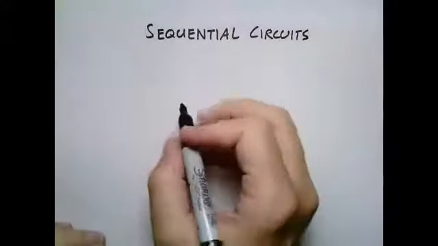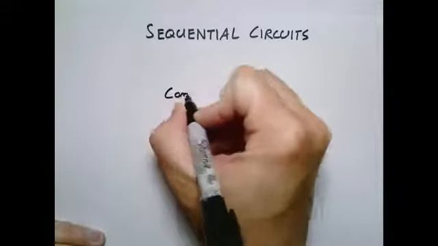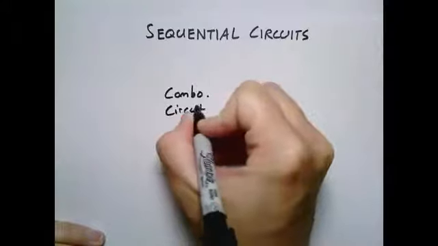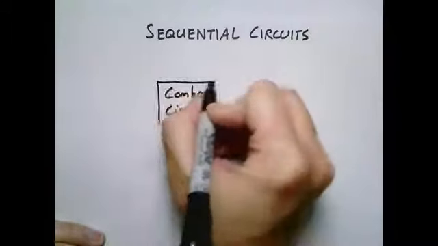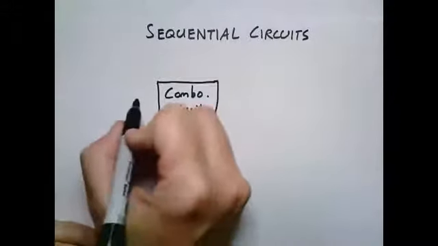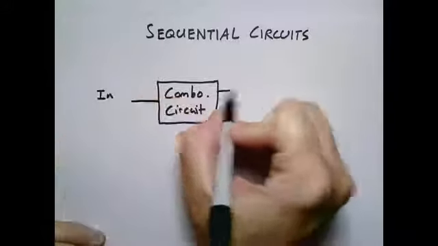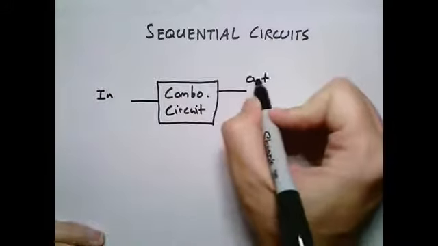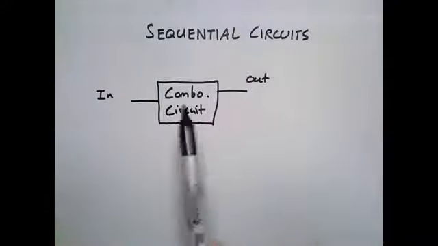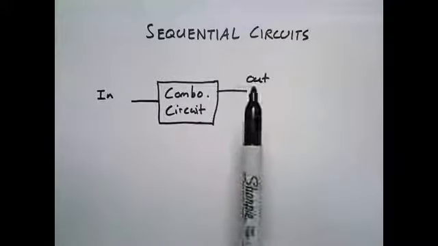Now, up to this point, we've been dealing mostly, or entirely actually, with something called a combinational circuit. That's the logic gates, the and, the or, the not gates. And basically, a combinational circuit just takes in some input, and it spits out some output. Remember, we use our truth tables and our K-maps and stuff to figure out what goes on inside the combinational circuit so we can take our input and get the output that we want.